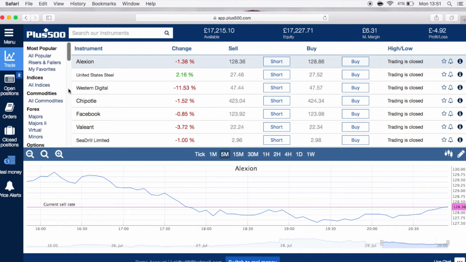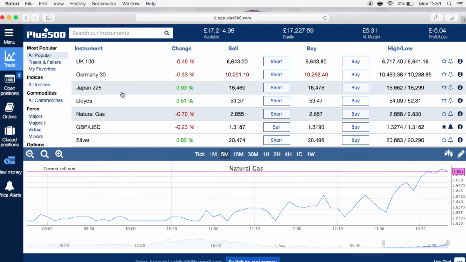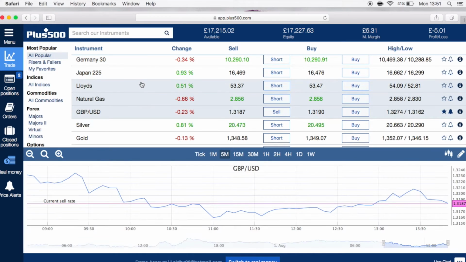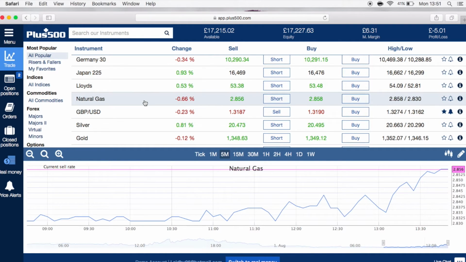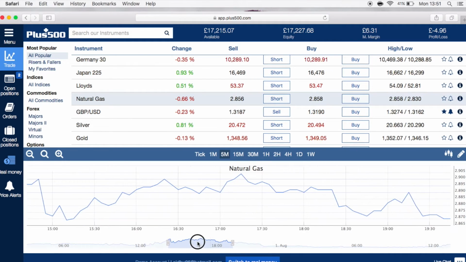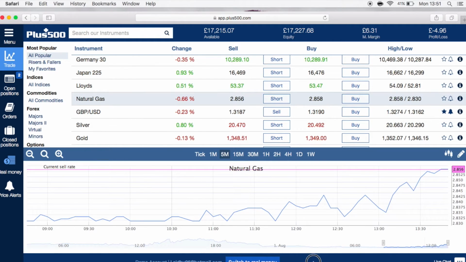So if I show you guys now how to actually open a trade, if I go to all popular, and let's say I would like to open a trade in natural gas. Now I can see here, first of all, we want to look at the chart. We can just scroll back in time by using this feature here and scroll back as far back as we want. Now we can see here that we've sort of reached a new peak, a new height. So I'm betting that natural gas will fall again, at least to this level, maybe, at least.